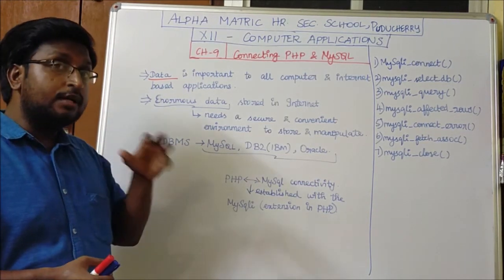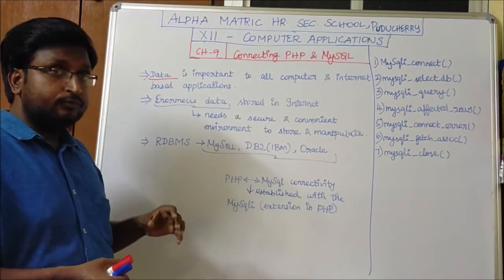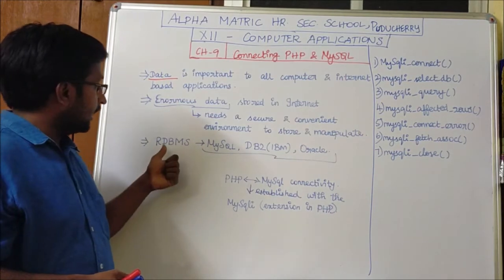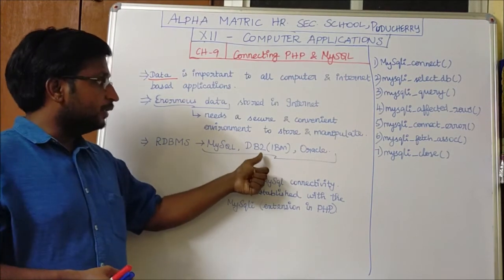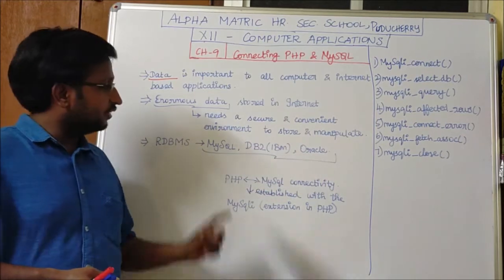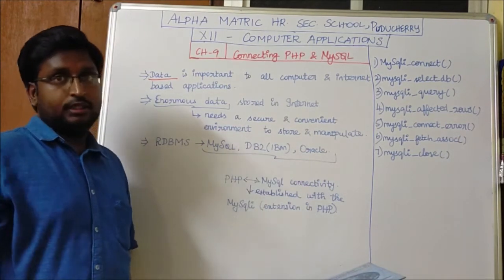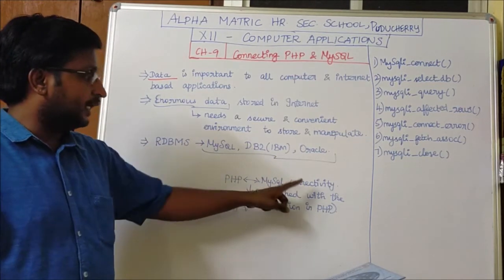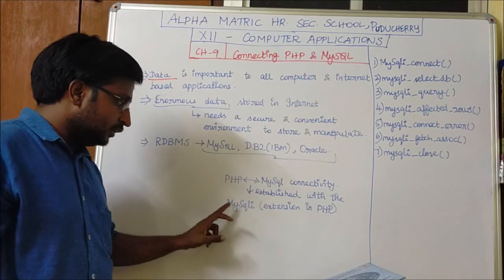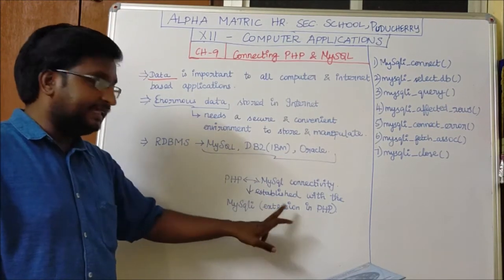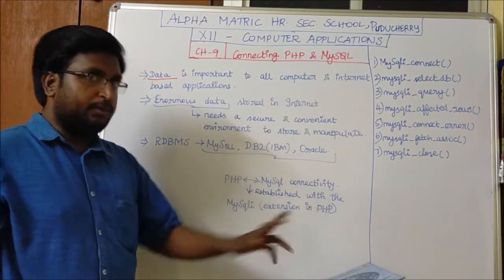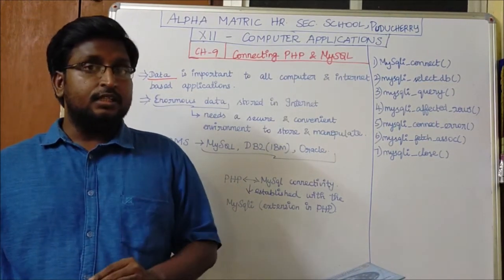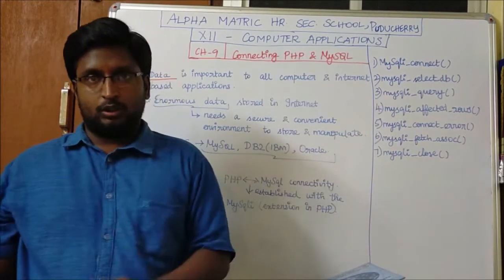To overcome these necessities, RDBMS comes into the role. RDBMS examples are MySQL, DB2 or Oracle. These are the various RDBMS available. The PHP and MySQL connectivity is established with the help of MySQLi, which is an extension available in PHP. So let us see the various functions one by one.